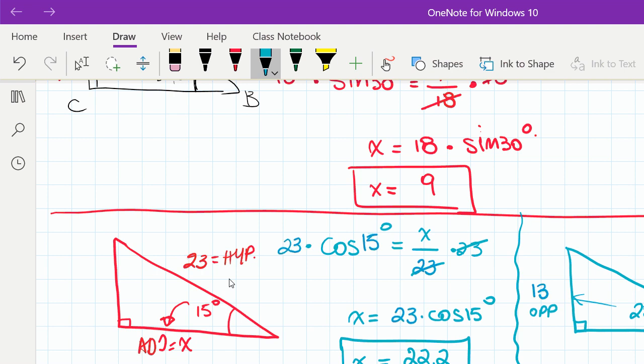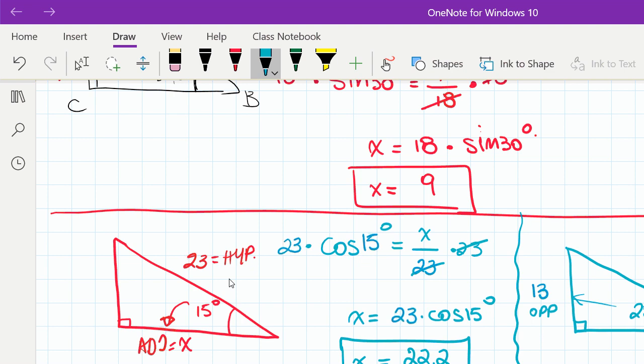So what is the trig ratio that relates the opposite and hypotenuse? And it is sine. Sine 25 degrees will be equal to 13 over x. Now we are solving for x. So multiplying by x on both sides, we'll have x times sine 25 is equal to 13.